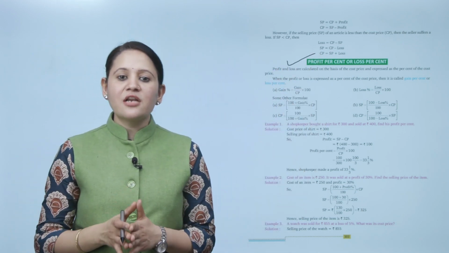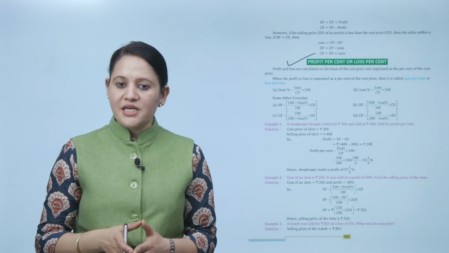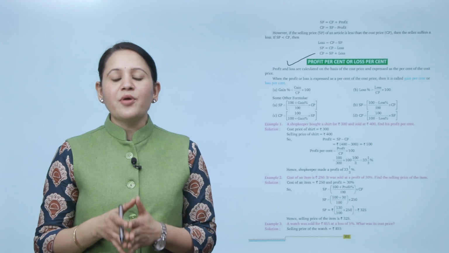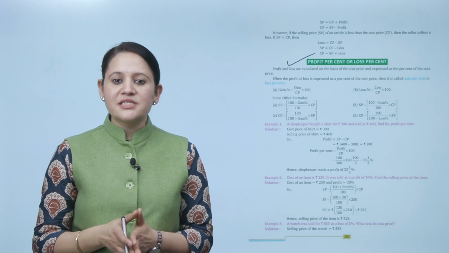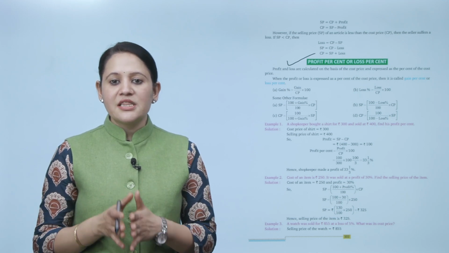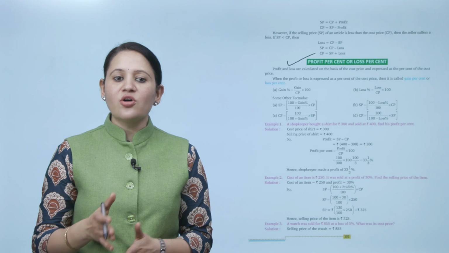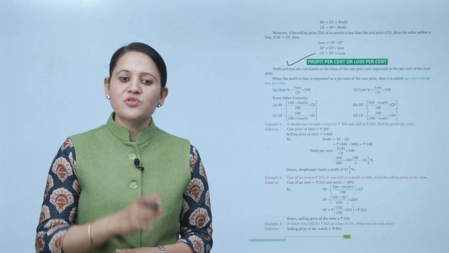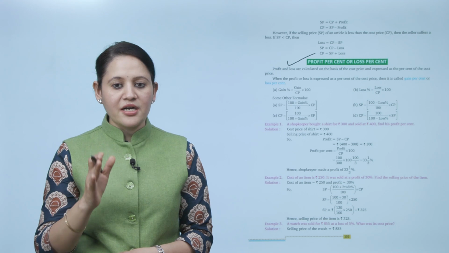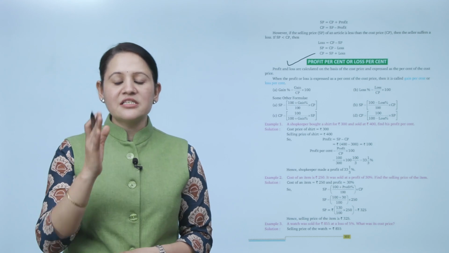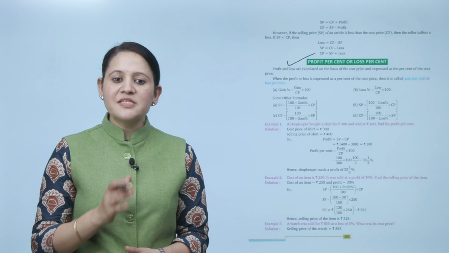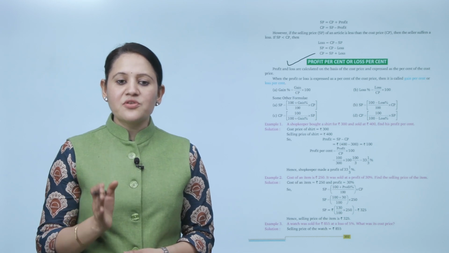Profit and loss are calculated on the basis of the cost price and expressed as the percent of the cost price. When the profit and loss are expressed as the percent of the cost price, then it is called gain percent or the loss percent. So gain percent किसके equal हो जाएगा? That is equals to gain upon CP into 100 and loss percentage that is equals to loss upon CP into 100.